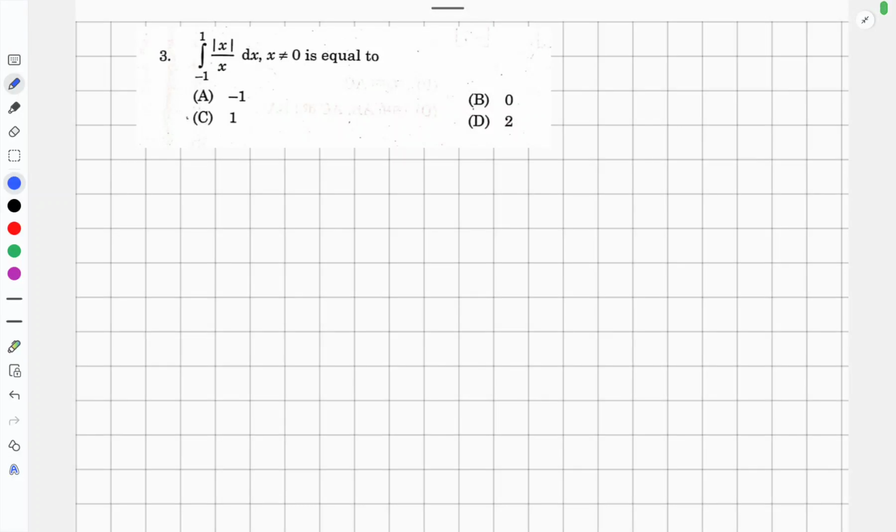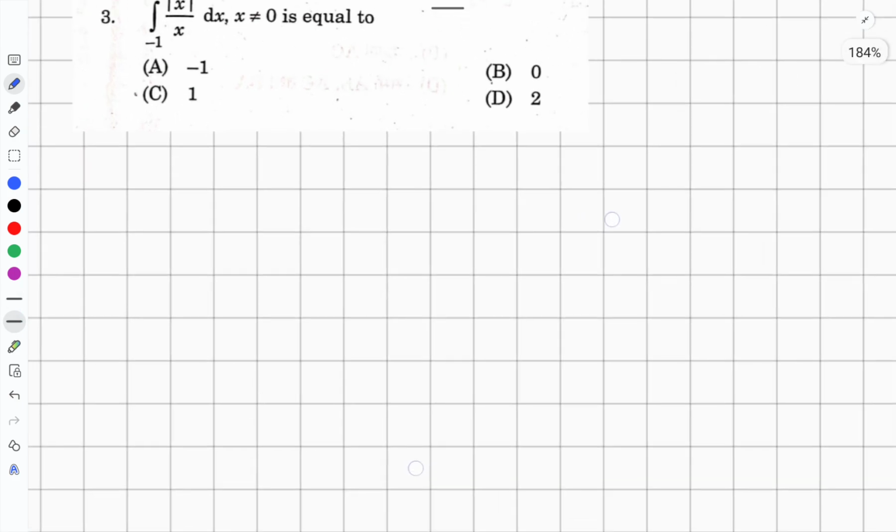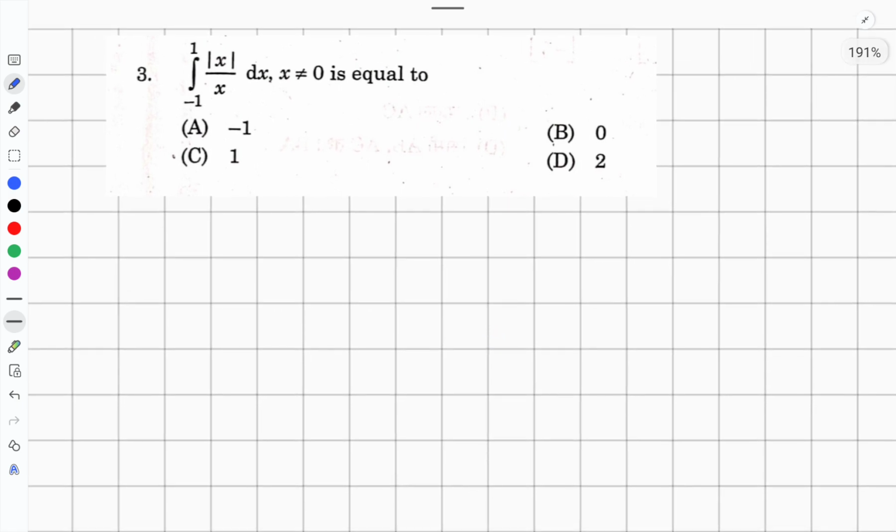A very tricky problem if you know the technique. So I'm going to just demonstrate what the technique is. Basically what we have to do is evaluate this definite integral, and x is not equal to 0, right? So what is this function?